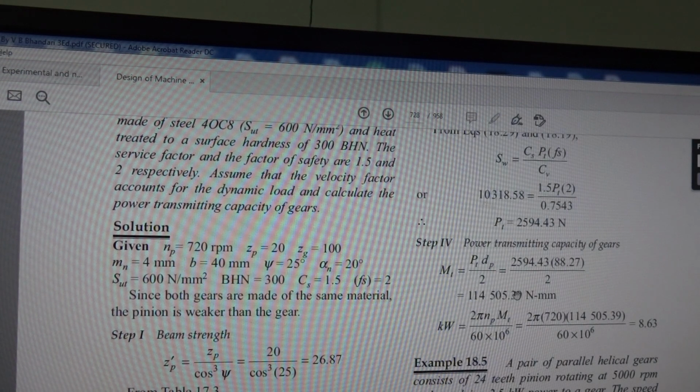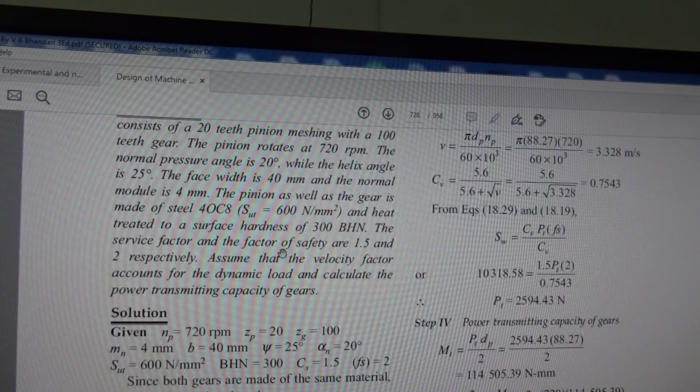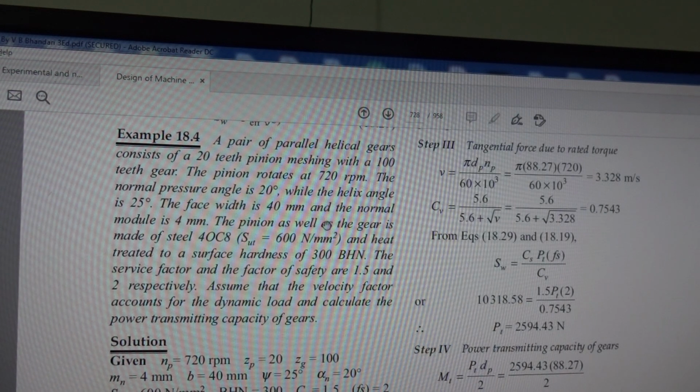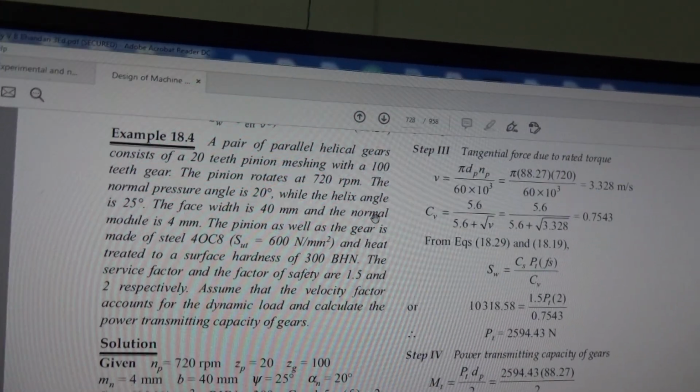This is the numerical problem for you. I will discuss two numerical problems related to the helical gear. This is a solved example you can understand from the book, but I will explain this one.